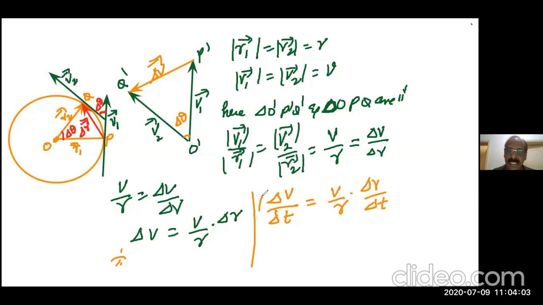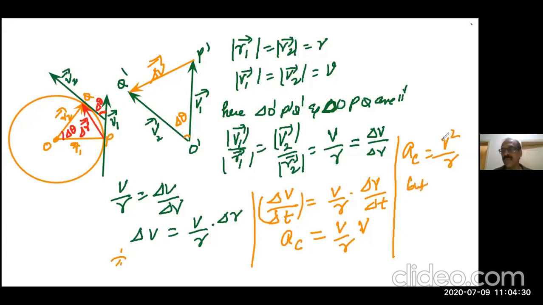What is delta V by delta T? Acceleration, right? And its direction is towards the center. That's what we are writing as acceleration AC is equal to V by R times delta R by delta T. What is delta R by delta T? Speed, V, displacement by time, isn't it? So centripetal acceleration is equal to V squared by R.